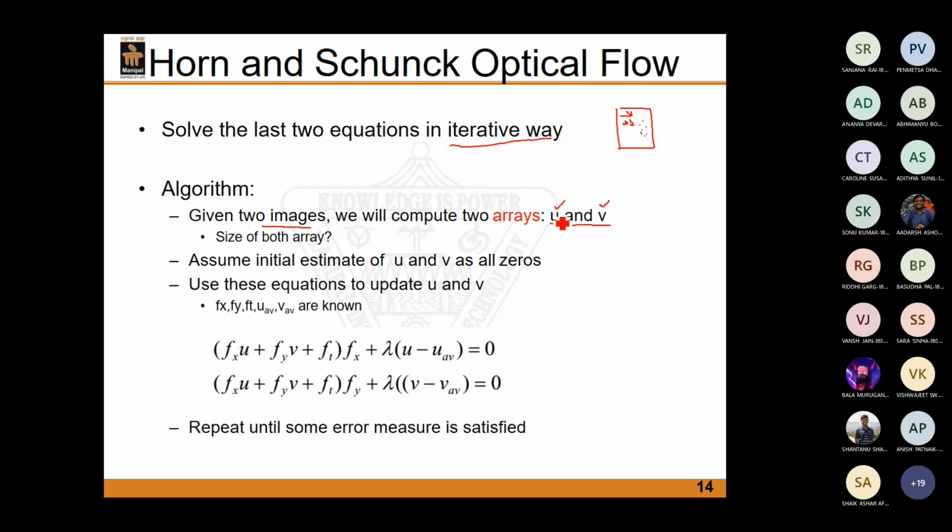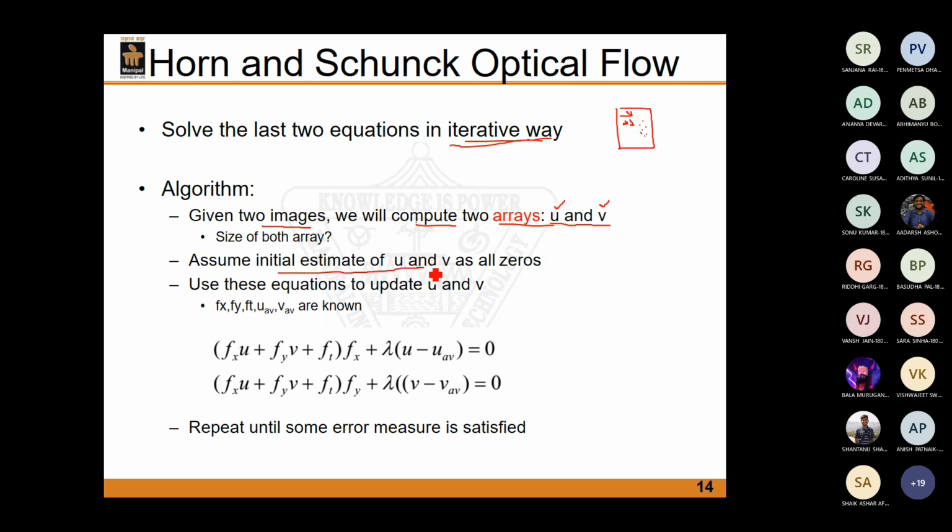So these optical flow vectors, when you're calculating them, u along the x and v along the y direction, these arrays will have the same size as the input image frames that you're using. So how we formulate this in an iterative way is, first we will compute these two arrays u and v. We are basically trying to find an initial estimate.